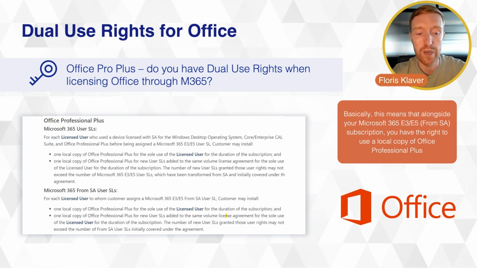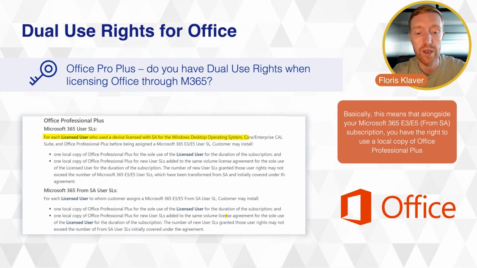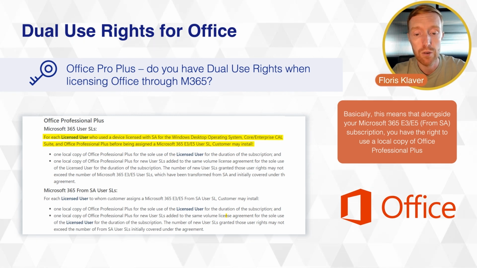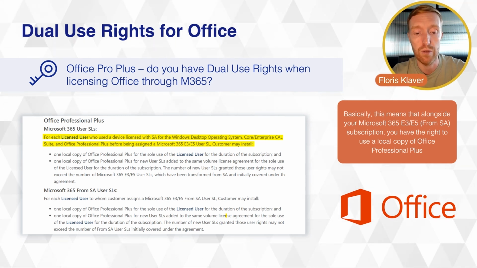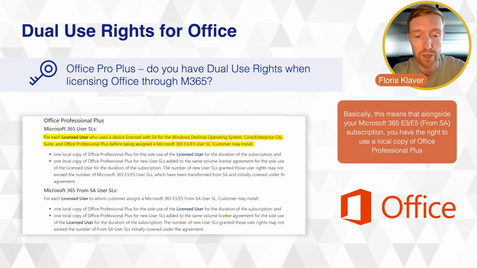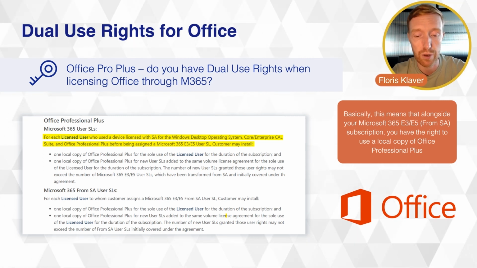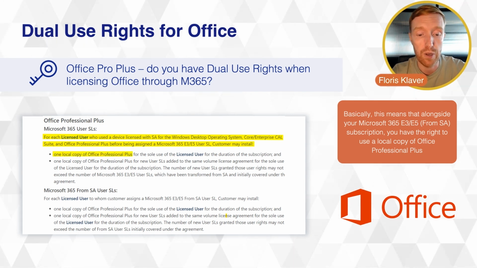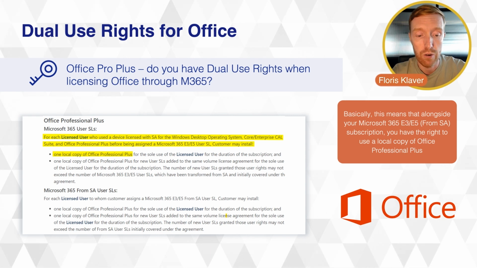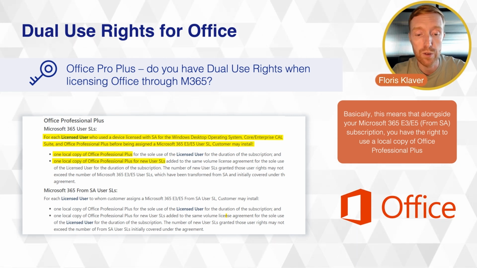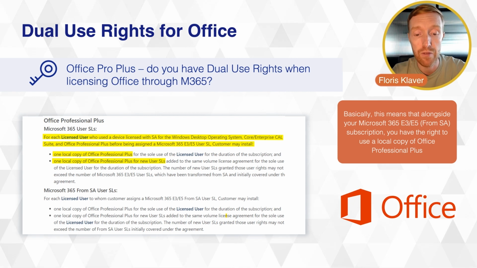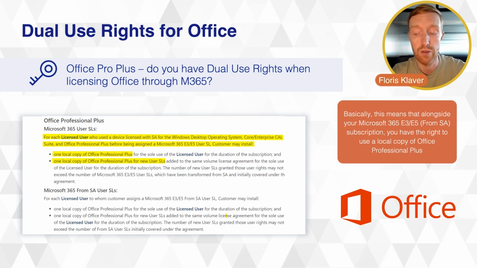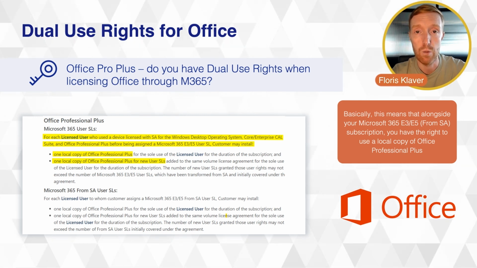What this means is that for each licensed user who used a device license with software assurance for the Windows desktop operating system, Core Enterprise CAL Suite, and Office Professional Plus before being assigned a Microsoft 365 E3 or E5 user subscription license, you can install one local copy of Office Professional Plus for the sole use of the licensed user, or one local copy of Office Professional Plus for new user subscription licenses added to the same volume license agreement for the use of the licensed user for the duration of their subscription. So it's a sort of 1+1.